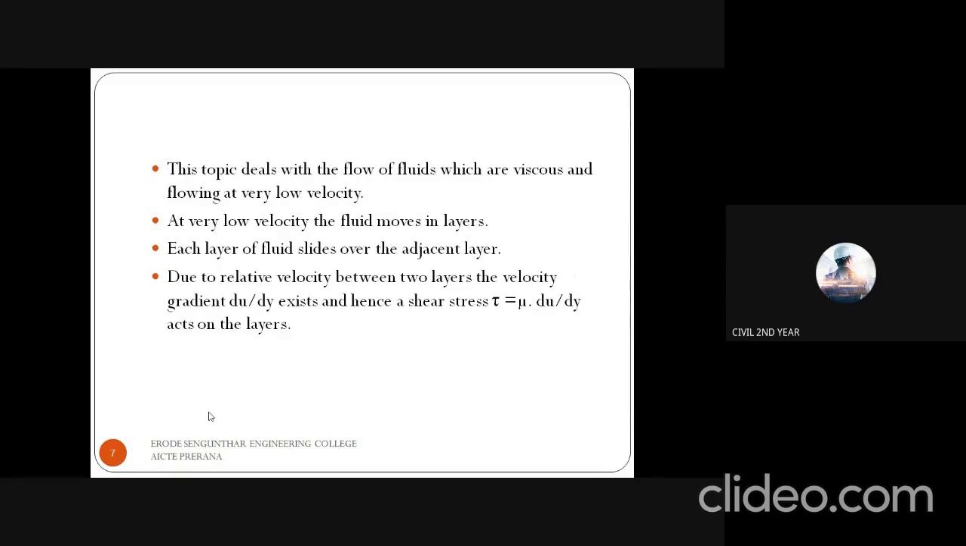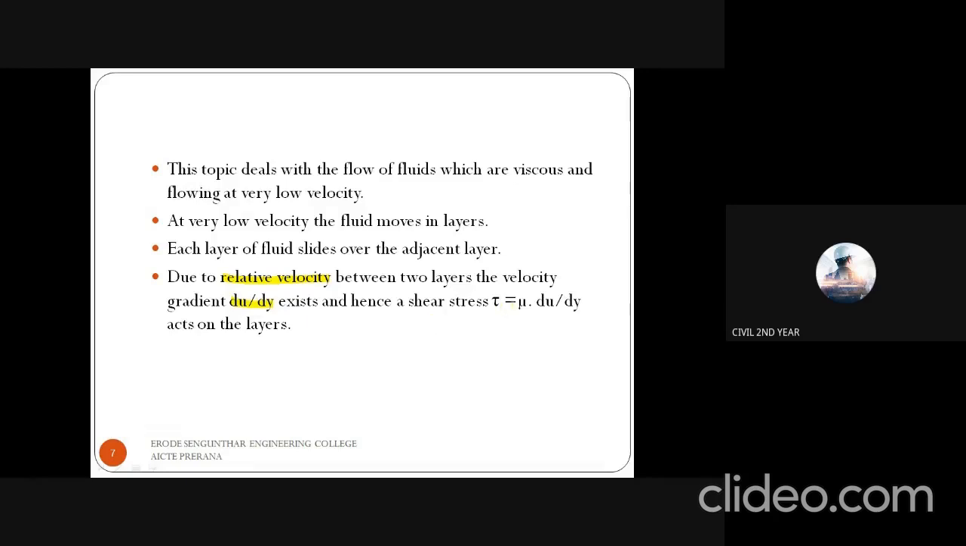From this basic idea, this topic deals with the flow of fluids which are viscous and flowing at very low velocity. We know that at very low velocity, fluid moves layer by layer. Each layer of fluid slides over the adjacent layers. Due to relative velocity between two layers, the velocity gradient, that is du by dy, exists, and hence the shear stress. Shear stress is nothing but the friction between the pipe wall and the water.